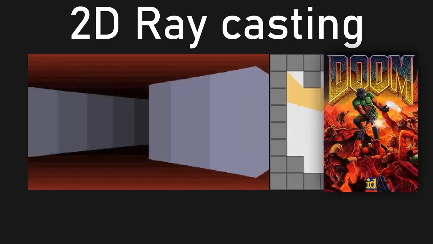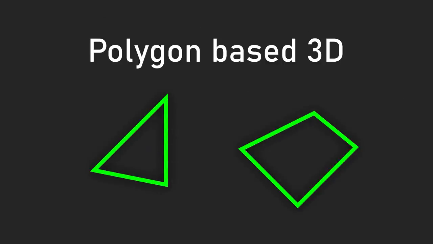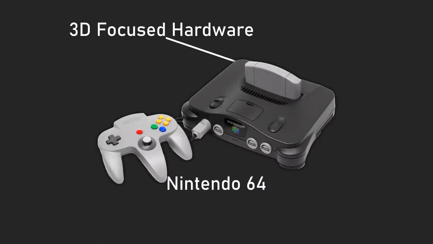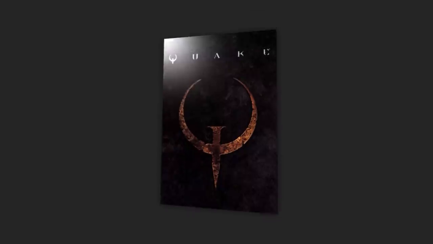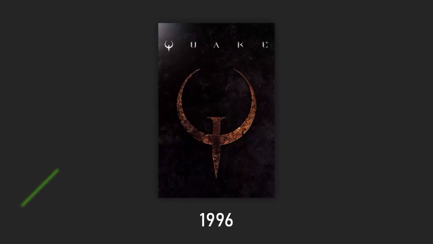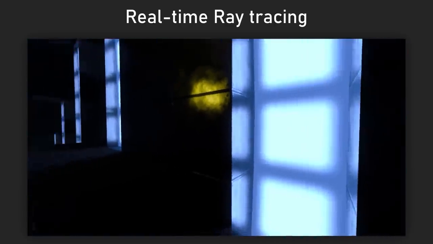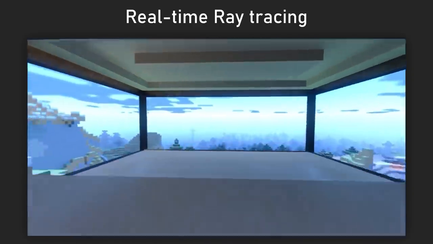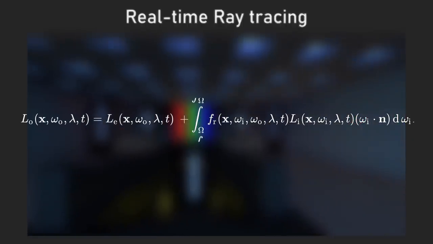a bit more complicated. A few years later, in 1992, real polygon-based 3D rendering would appear for arcade games, and a few years later, consoles with 3D-focused hardware like the PlayStation and the Nintendo 64 started to hit the shelves. Simultaneously, video games like Quake in 1996 would also popularize 3D games for the computer. Today, we've started to use ray tracing for real-time applications like video games, as we now finally have enough computational resources to run this equation multiple times per pixel for every pixel on your screen, multiple times a second.